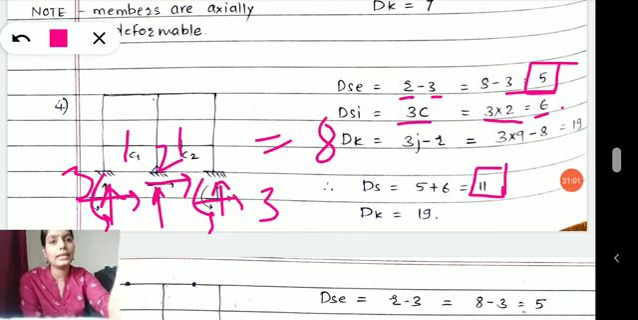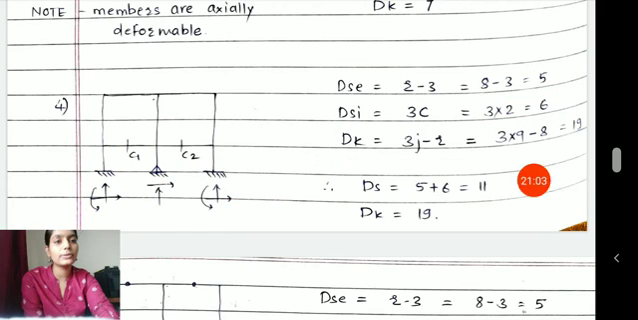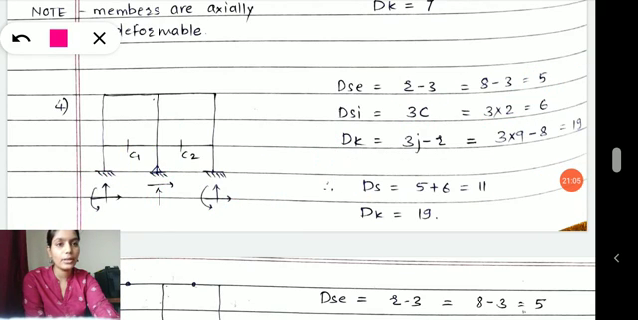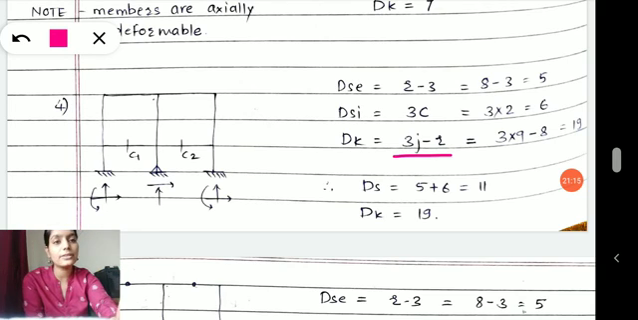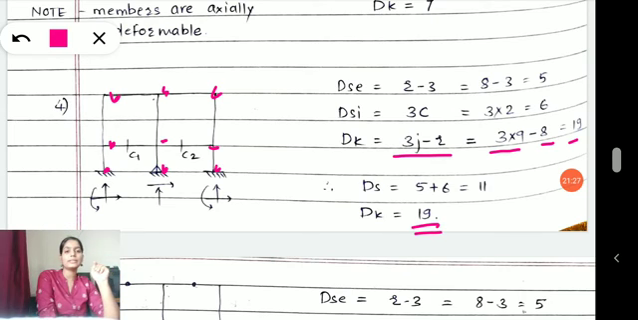Now how will you calculate DK? For that you can take the help of this formula, 3J minus R, right? Now J stands for joints here. How many joints? 1, 2, 3, 4, 5, 6, 7, 8, 9. So 3 into 9 minus 8, how much will be the kinematic indeterminacy? 19. So my structure here is statically as well as kinematically indeterminate.